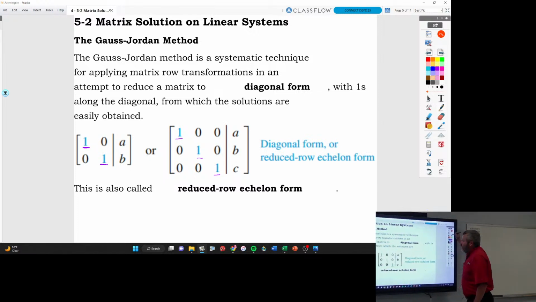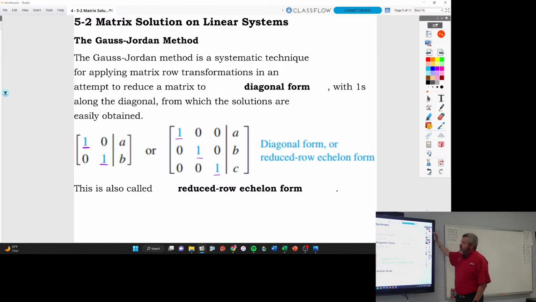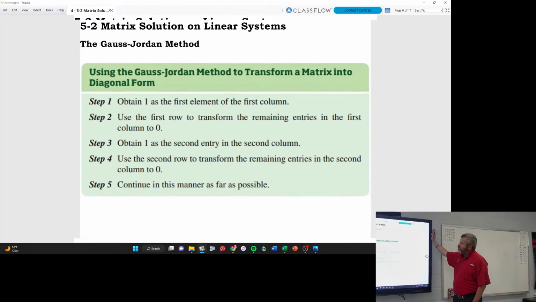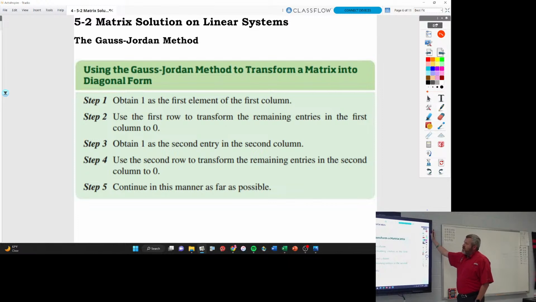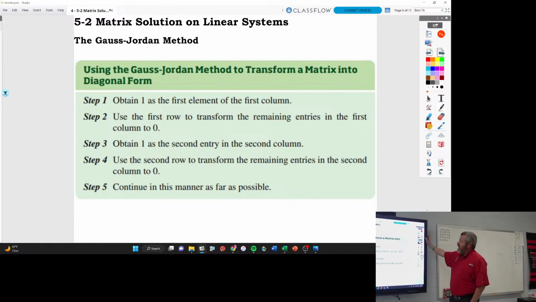So our goal when working with matrices is to actually get the matrix into reduced row echelon form, and this is just a method of solving the system of equations. So we're going to talk about using the Gauss-Jordan method to make this happen.